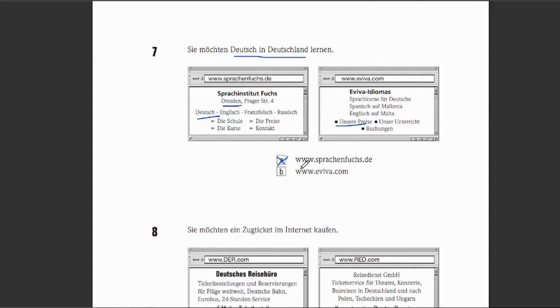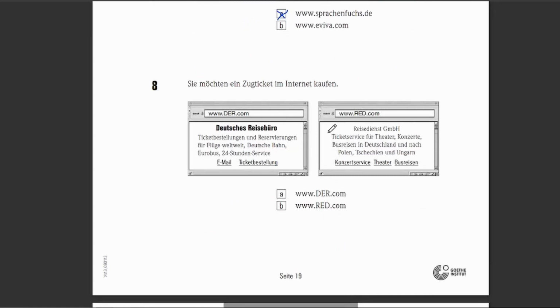The correct one is A, Sprachenfuchs.de. So always have a look at that. Never assume, whether it is given here as A or B. So please have a look at that as well. Sometimes people might be very tricky.